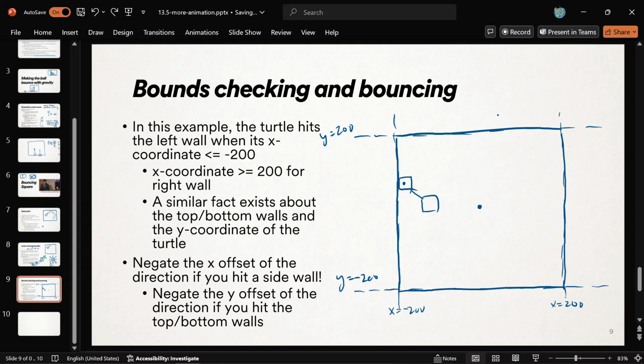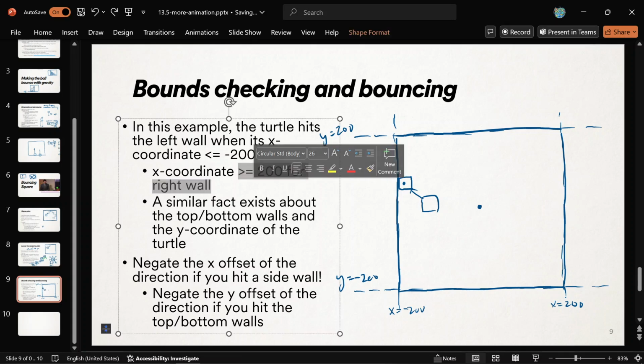Same for the right wall, right? The x-coordinate of the right side of the turtle, if we're hitting just the right wall, exactly right there, is x equals 200, okay? That's what we need to worry about. Or try to go outside, like it's bigger than or equal to that. So that's for the right wall.